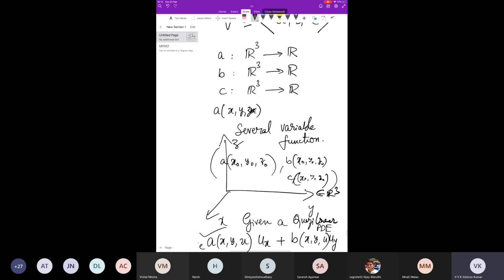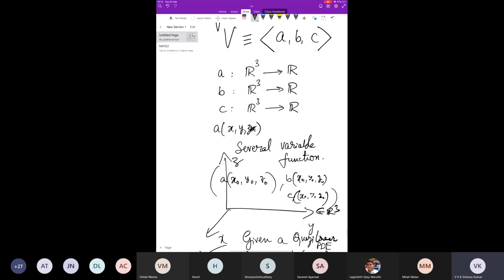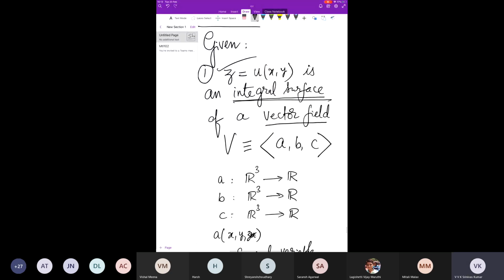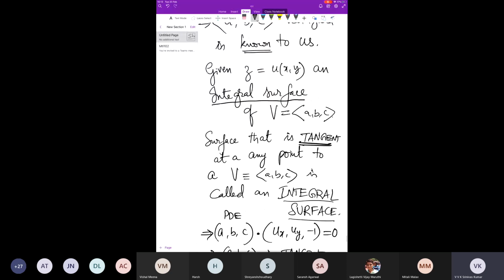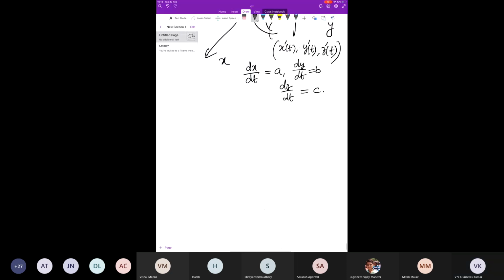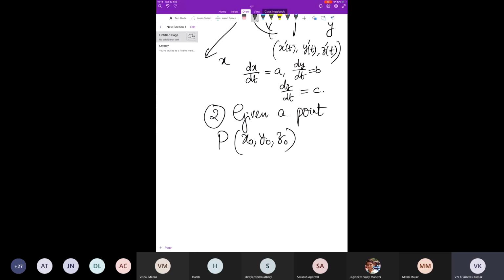What is given to us? First thing given to us is that Z is an integral surface of the vector field. Second, given a point P, let us say (x0, y0, z0), in the integral surface.